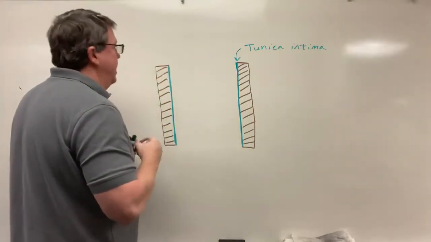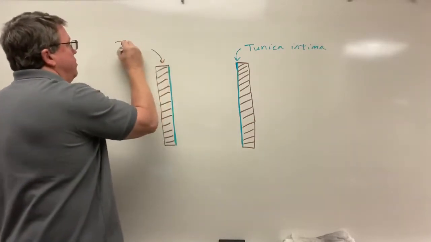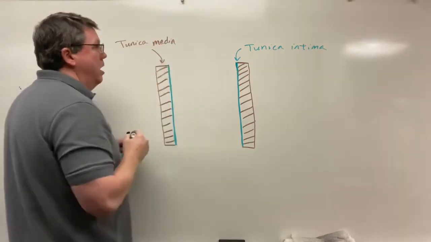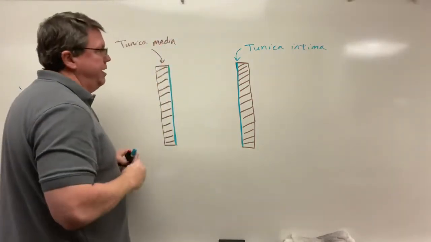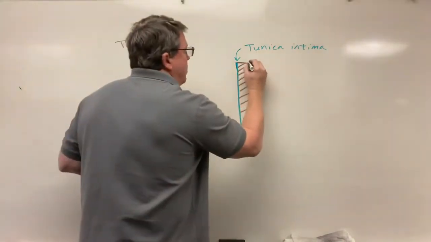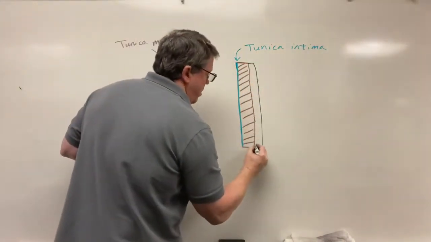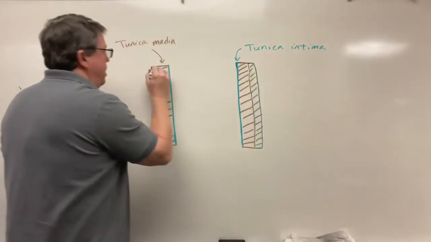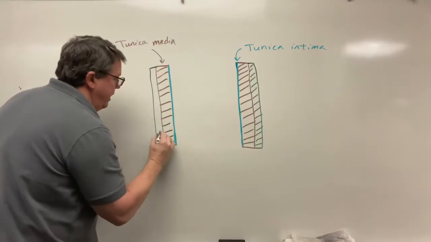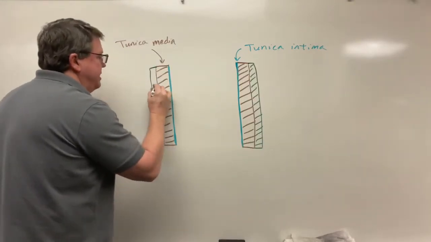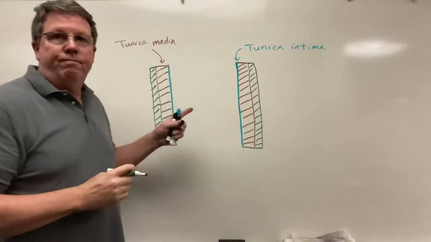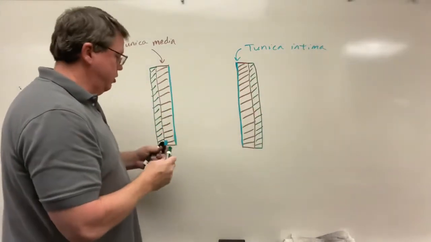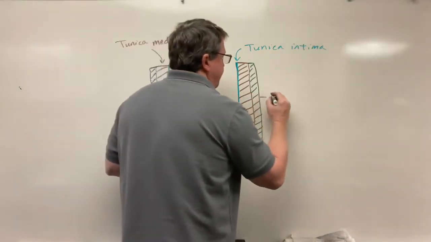And then on the outside, we have the tunica adventitia. Again, what you're looking at right here is as if we were dissecting a blood vessel, and so these are the layers of it. Remember, we're looking at a round tube-like structure here. So this is my tunica adventitia.